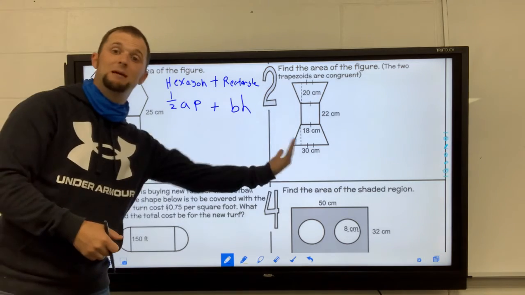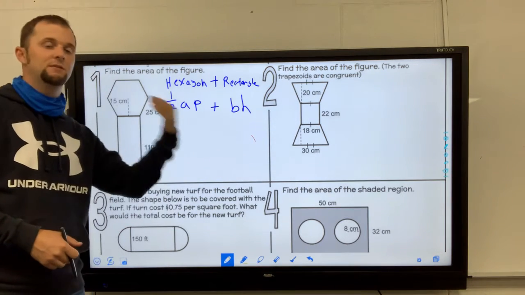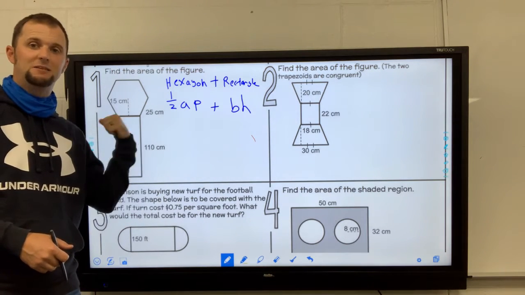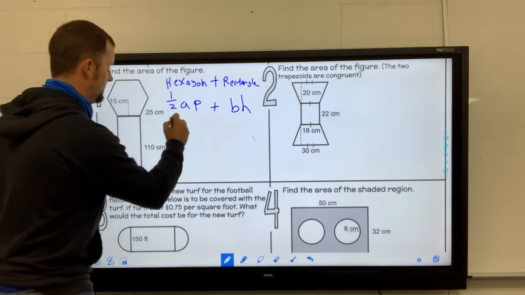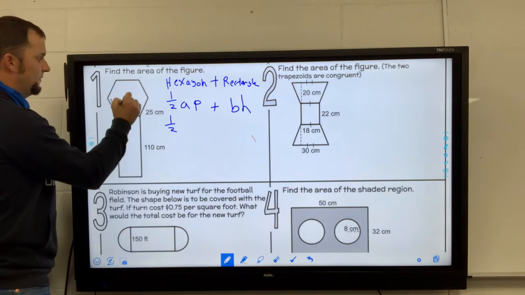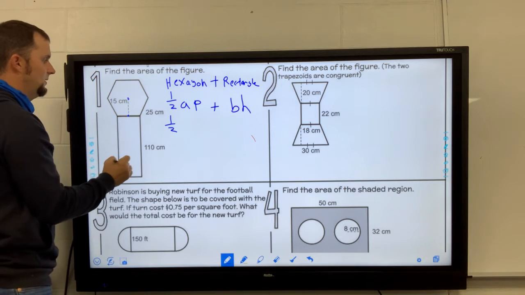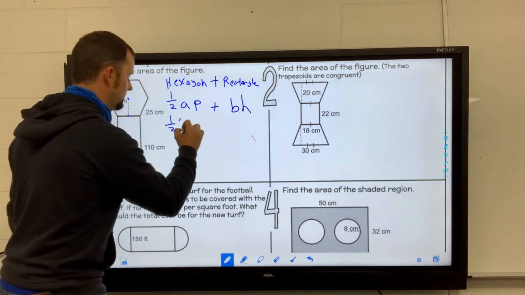So here's going to be the complete formula of what I'm going to use to find the area of this composite figure. So let's go and plug in what I know. Right now, 1/2 times my apothem, from the center to the edge of my shape here, is going to be 15.